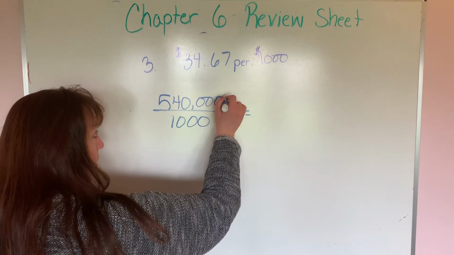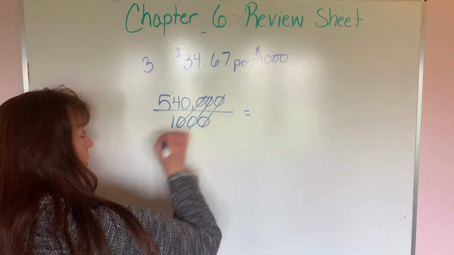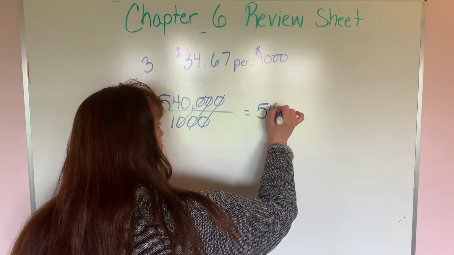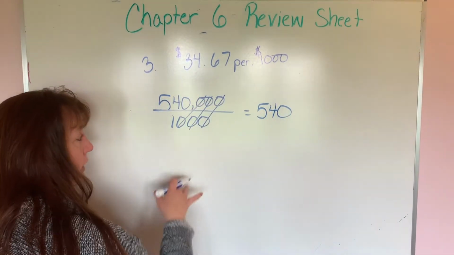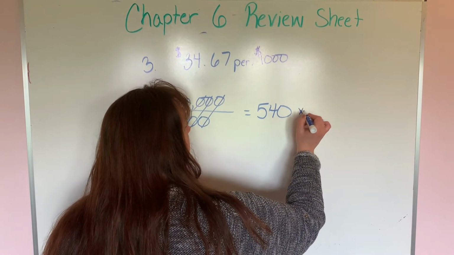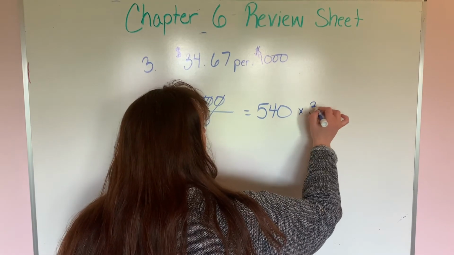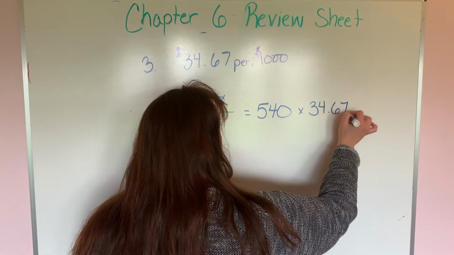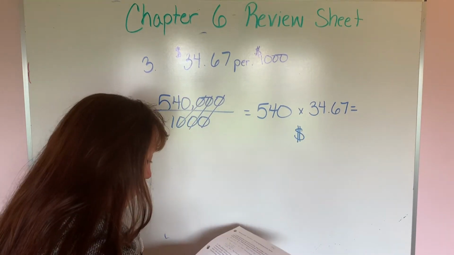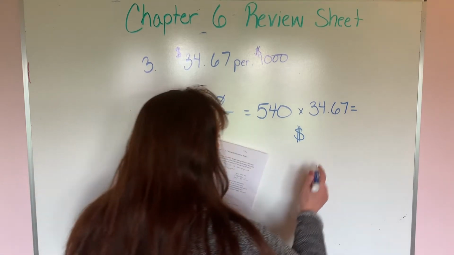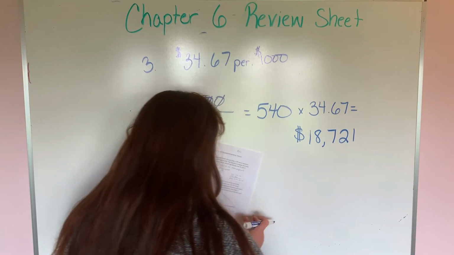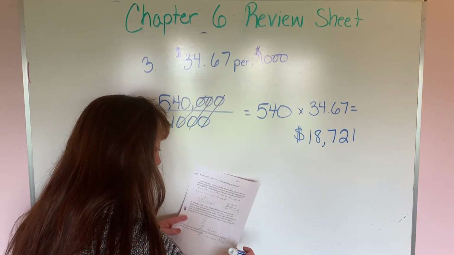I like to just cross off the zeros. It makes my life totally easier. 540 divided by 1 is just 540. You can actually put that in your calculator. You'll still get 540. Times that by the 34 rate for the tax. And you will have to pay for this business $18,721. And that is our tax that's due.